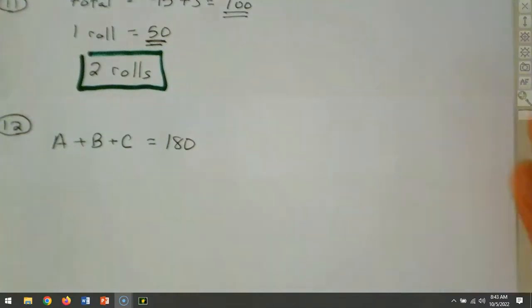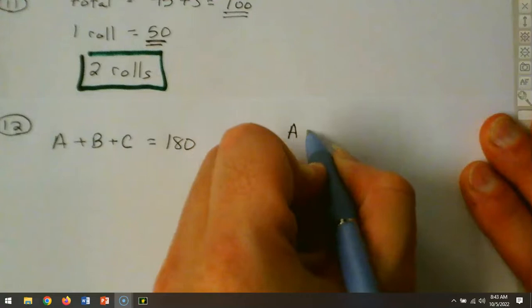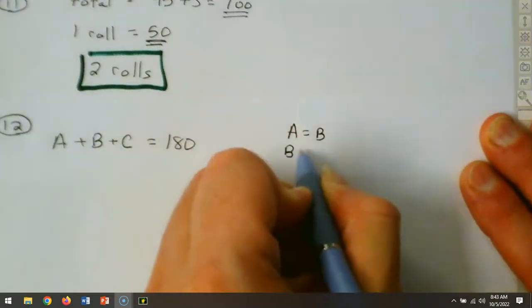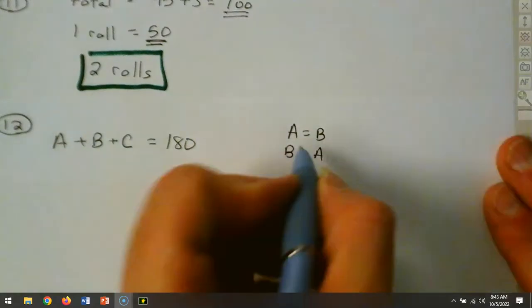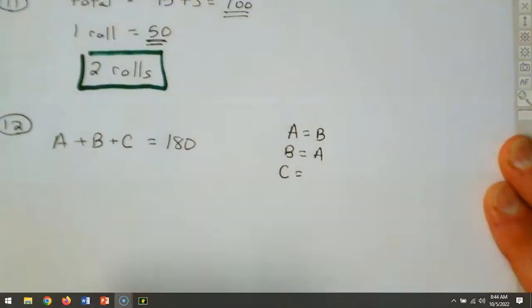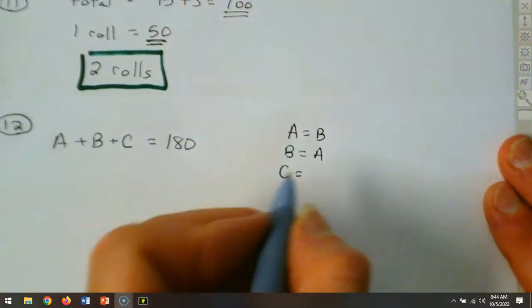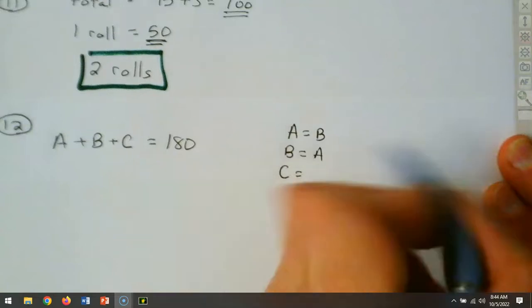A and B have the same measure. So A equals B, B equals A. Okay, so we know that. And what else do we know? Angle C is 12 degrees larger than the other two angles. Okay, when it says other two angles, that means we know they're the same. So when I wrote this up, you could just write it as 12 degrees larger than each of the other two.